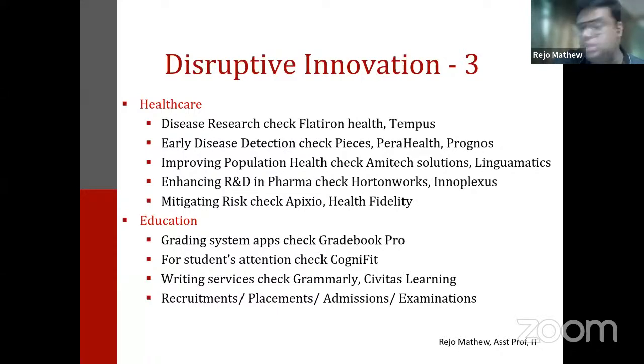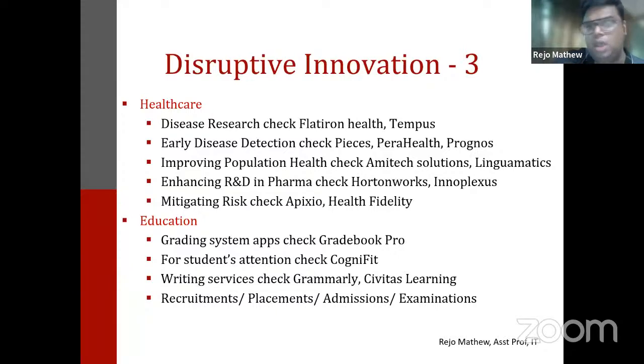Then early disease detection, which I've already discussed in AI. So AI-based companies are working on AI as well as big data. They are collecting data from multiple sources, digital data, as I said, electronic health records. They are collecting data from almost all the patients everywhere and collating the data to find out whether we can detect the disease early. There are companies like Pieces, Para Health, Prognos, which are working on AI as well as big data.